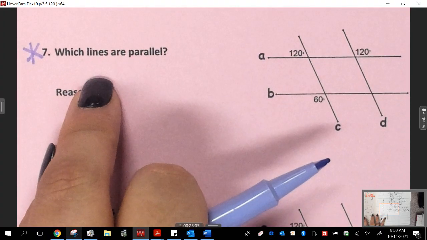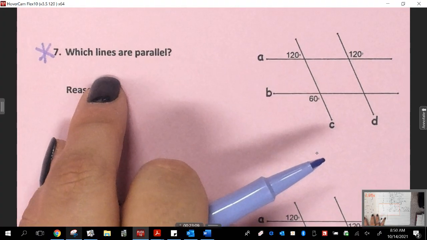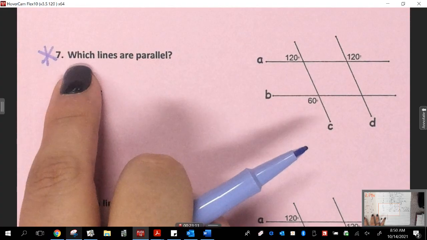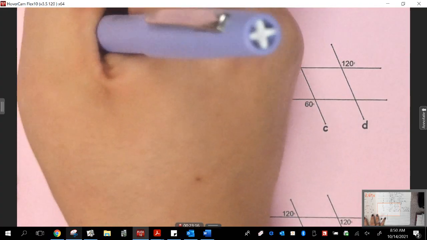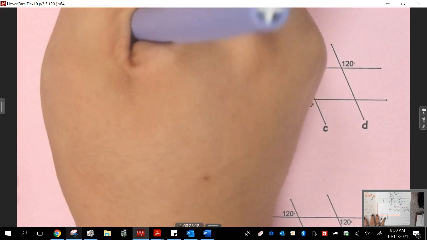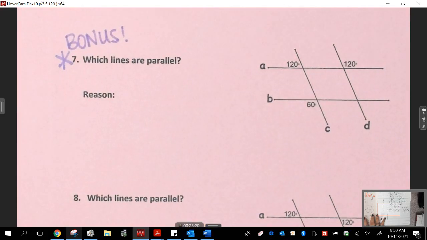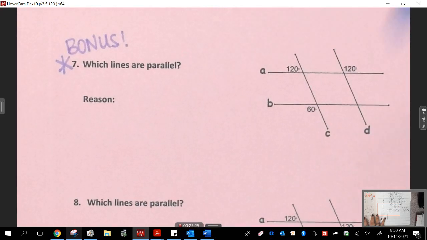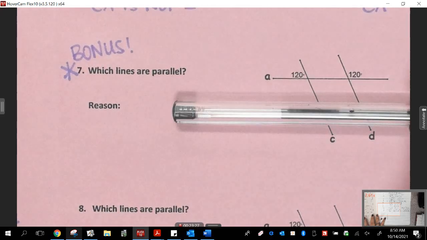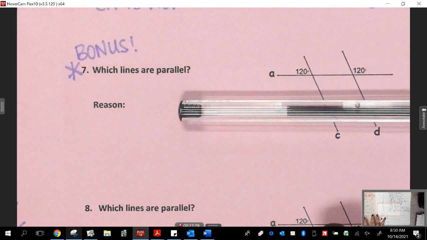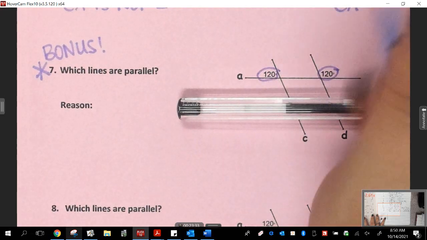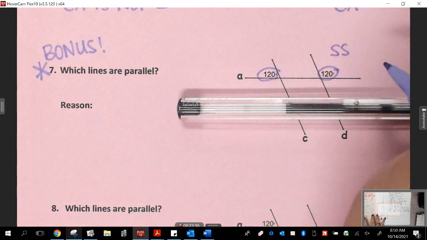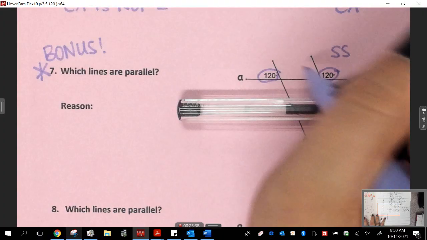Okay. Number 7. Look. Number 7 will be a bonus. It is not going to be on your test. What is a bonus? Extra credit. So you will not have number 7 on your test. It's just a bonus. But you do the same thing. Cover up the bottom. What do I have here? They're on the same side. Are they in between the lines or outside?